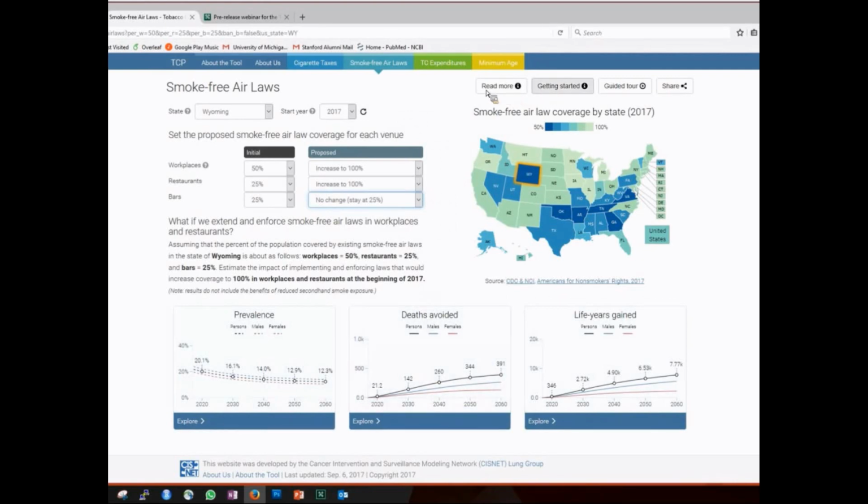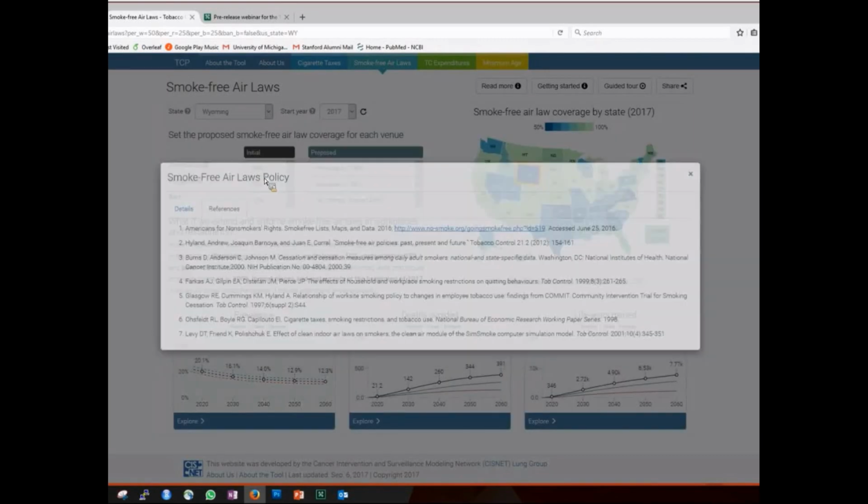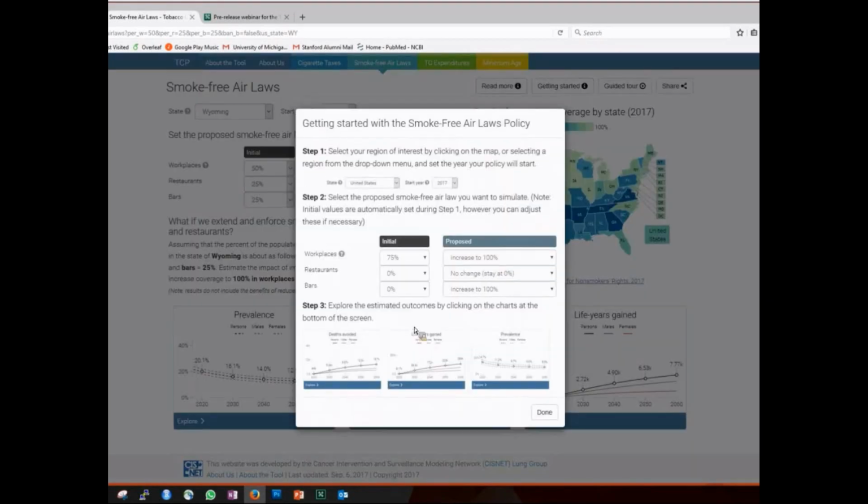If a user wants to find out more, they can click read more and get a little bit more background on smoke-free air laws and the references that we cite. They can also, if they're confused about any of the parameters, hover over these question marks to get more information about what that parameter means. There's also this quick getting started tool if you don't want to go through the entire guided tour.